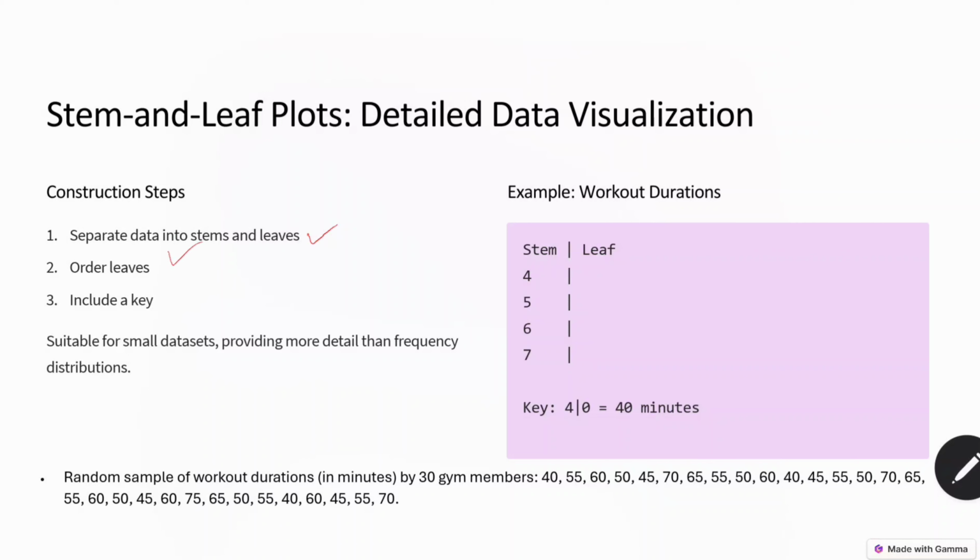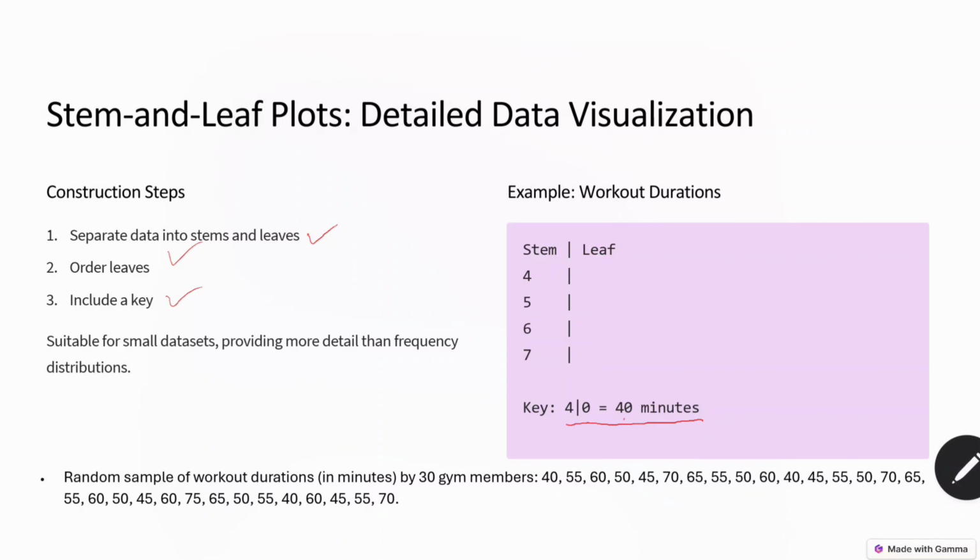Secondly, we order the leaves. It can be in ascending or descending order, but I prefer ascending. Number three, you include a key. Now, let's use this example below, on the workout durations in minutes of 30 gym members. We want to use this to construct the stem and leaf plot. Now, this is the key.